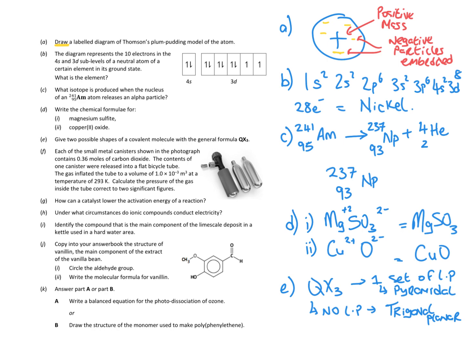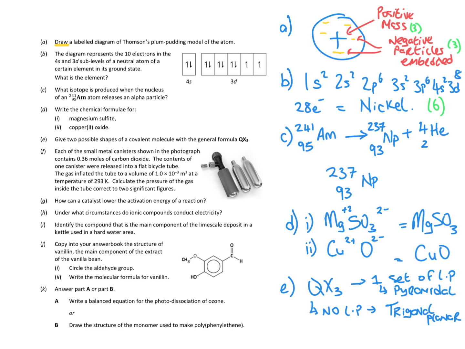So for parts A to E now, I'm going to assign the marks to show you where your marks were going, and I'm going to do this in green pen. For part A, there were 6 marks going, 2 by 3 marks. That was 3 marks for your positive mass and 3 marks for your negatively charged particles that are embedded. Again, you wouldn't get your marks there if you didn't draw the diagram. For part B, it was an all or nothing question. You got 6 marks if you identified it as nickel, and if you identified it incorrectly, you got 0.